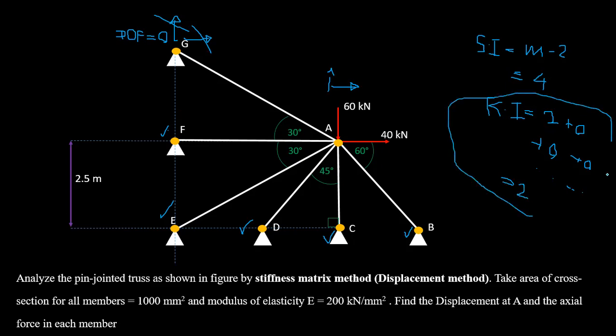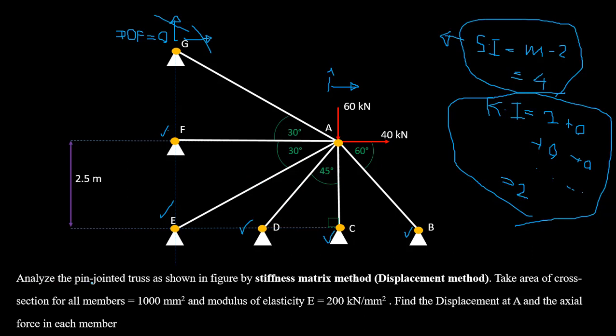In that case, for this kind of problem, since statical indeterminacy is larger than kinematic indeterminacy, you can use the displacement method. If you use the force method, you have to remove 4 redundant forces. But here, you can solve for 2 unknown displacements at joint A.